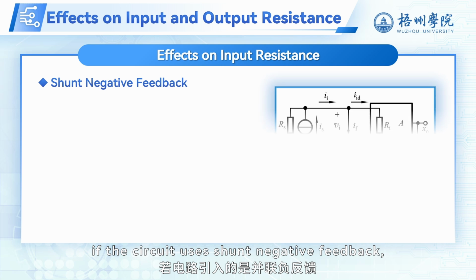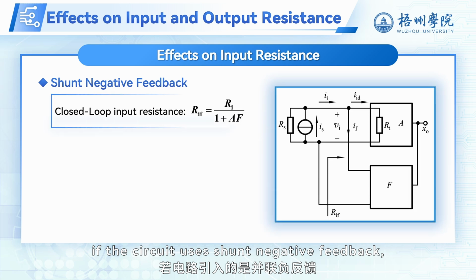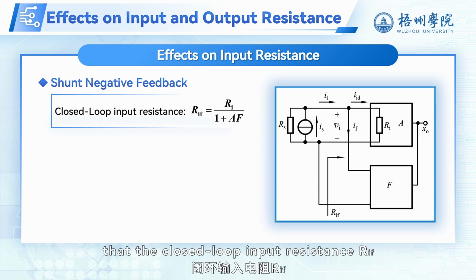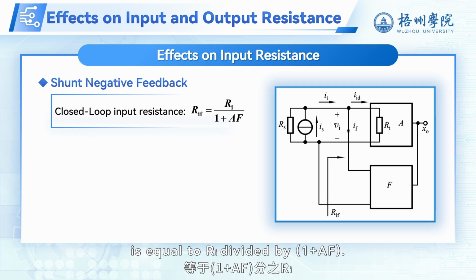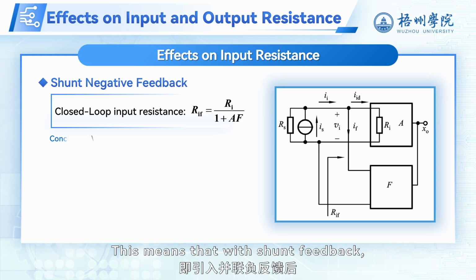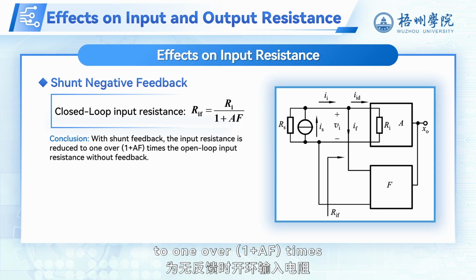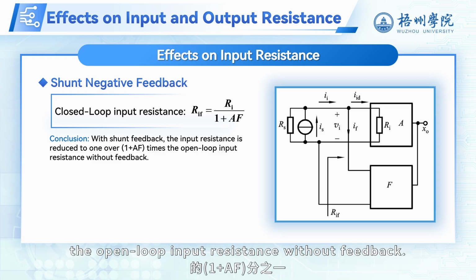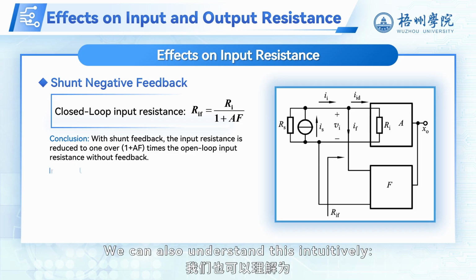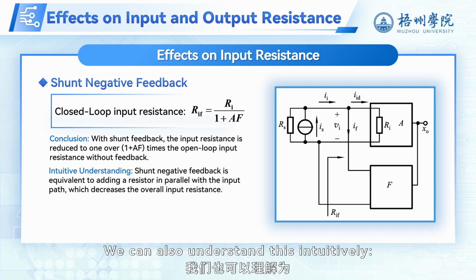Similarly, if the circuit uses shunt negative feedback, it can be derived that the closed-loop input resistance RIF is equal to RI divided by 1 plus AF. This means that with shunt feedback, the input resistance is reduced to 1 over 1 plus AF times the open-loop input resistance without feedback. We can also understand this intuitively.